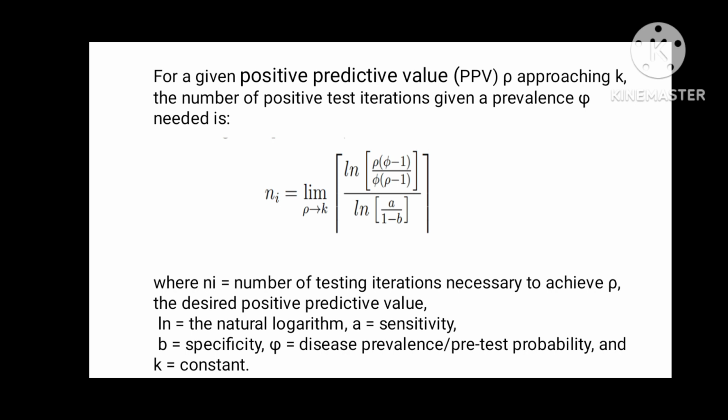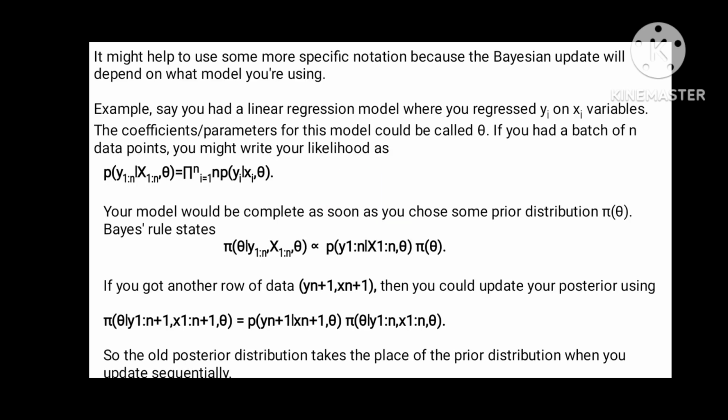So example is here. So here is the likelihood: the joint probability p(y1:n | x1:n, θ) is equal to the product over i equal to 1 to n of p(yi | xi, θ). And then we need to choose the prior distribution. This is the prior distribution, and after combining these we can update the posterior distribution. So this is the updated posterior.